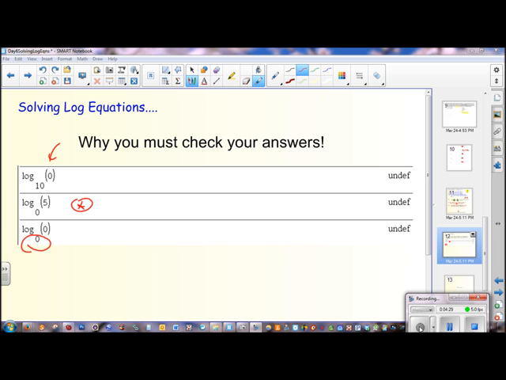A second algebraic way of looking at either of these options, or all three of the options, is to try to turn it into an exponential form.